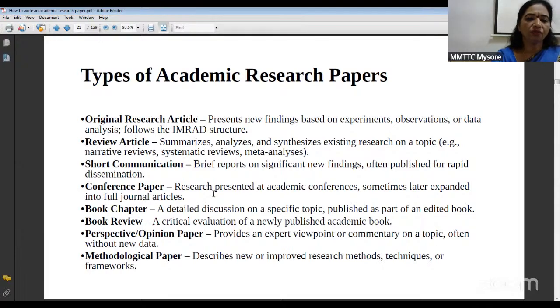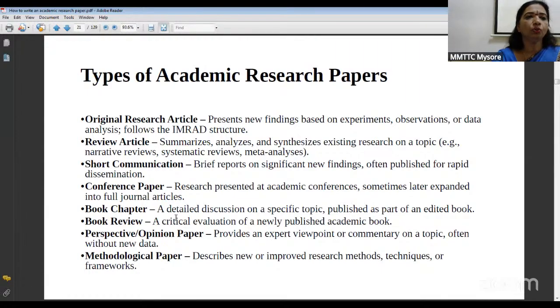And then we have the conference paper. Many conferences are organized, and they say we are going to publish a paper. That is not going to be a research article, but still it will be taken as a conference paper. Sometimes they are also in association with journals and they make it a journal article. And a book chapter: a detailed discussion on a specific topic, which is published as a part of an edited book. So you will write it as a book chapter.